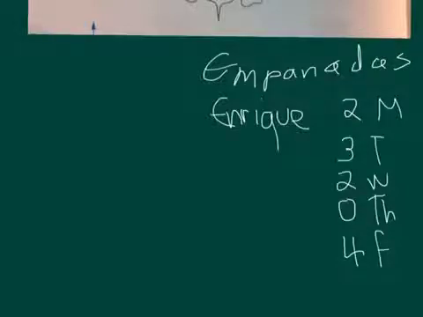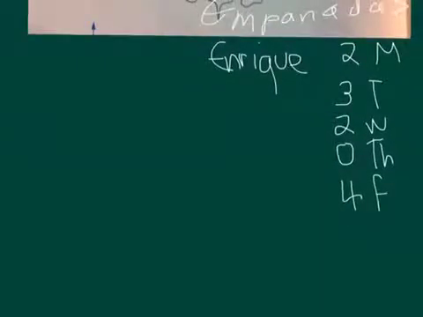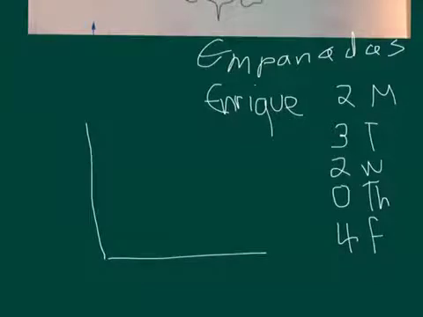And what we want to do now is take this data that I put here and graph it so that we can see what it looks like. It helps us visualize what his week looked like. So we're going to draw a vertical line and a horizontal line, and we have to label it. We should place a title, and our title can be how many empanadas Enrique ate. Now it's just an acronym because I don't have enough time to write it all out.